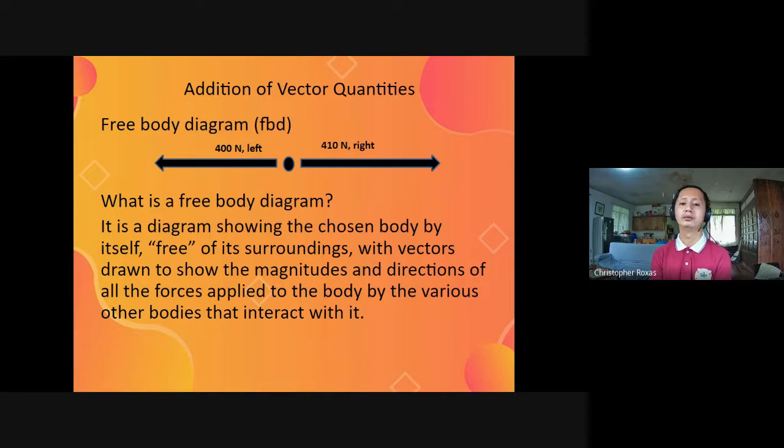So in our example of two groups playing tug of war, we can represent the rope as a dot. So the rope is the object being pulled by the two opposite groups. We can represent it as a dot, and the force exerted by the two groups are represented by an arrow. So for group 1, 400 newtons to the left, so you have an arrow towards the left. And for group 2, 410 newtons to the right, so you have an arrow pointing to the right. So this is our free body diagram for this situation. Free body diagrams make it easy to analyze the problem.